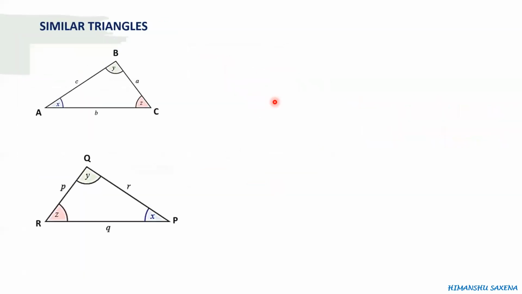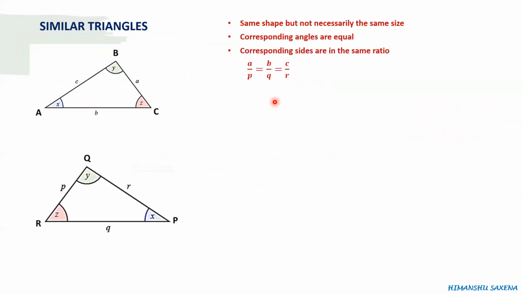Now let's look at what are similar triangles. So similar triangles, they have same shape, but they are not necessarily the same size. Their corresponding angles are equal, but their corresponding sides are not equal. They are in the same ratio.